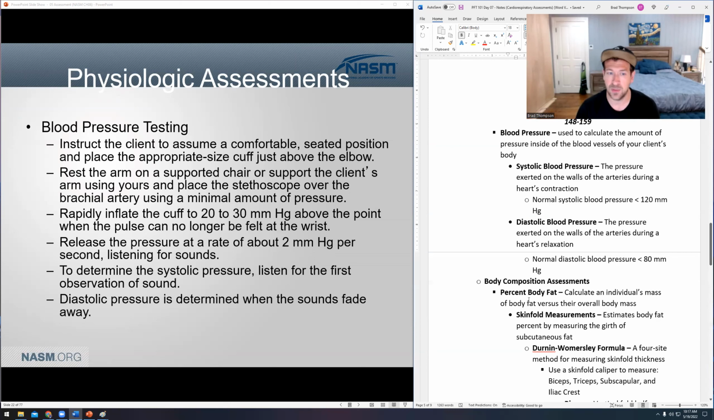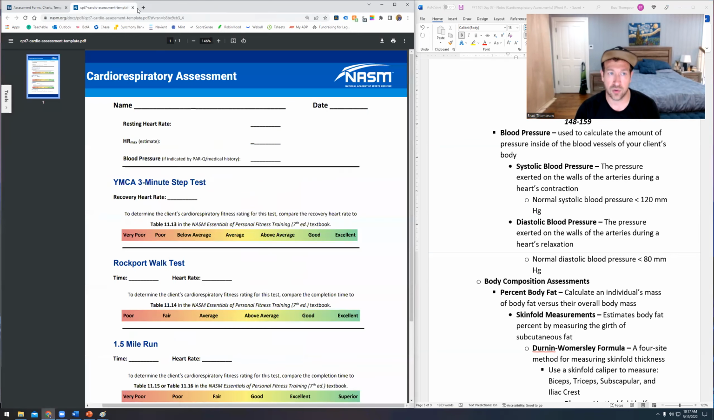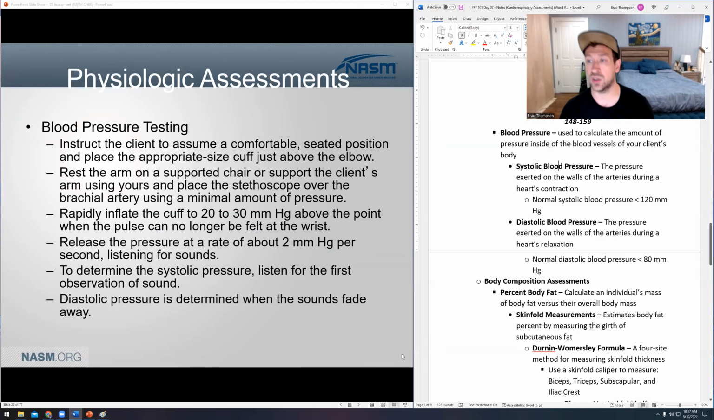So take your client's blood pressure when they come in during their first session, and track it over time. The stronger your client's heart gets and the more control they get over their blood vessels, the lower their blood pressure is going to go.